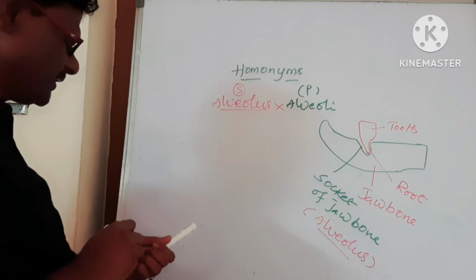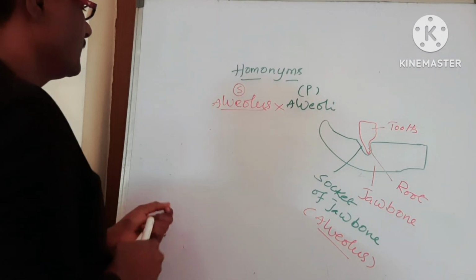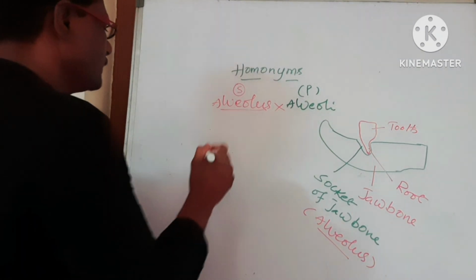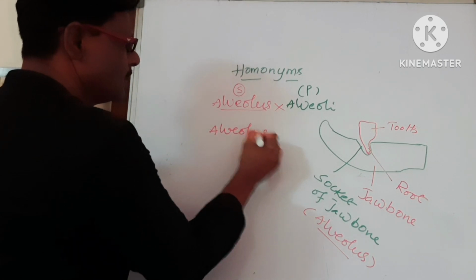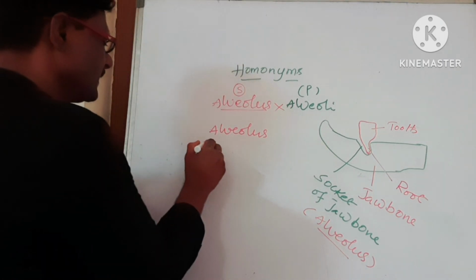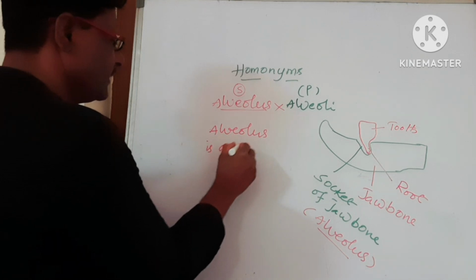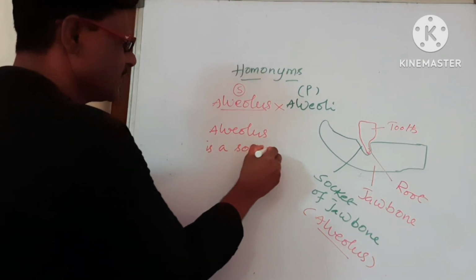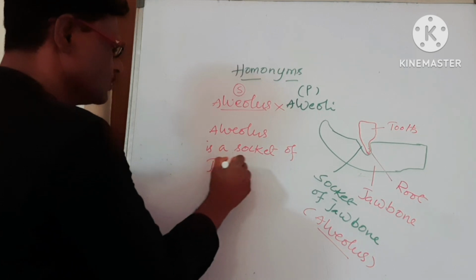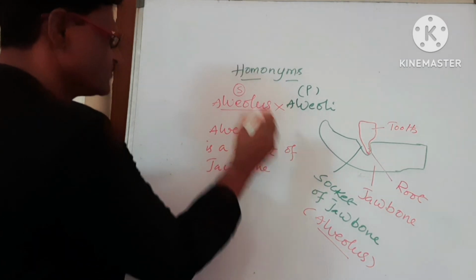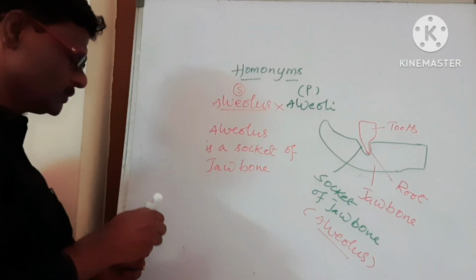So here the meaning is changed. Observe this one. Alveolus is a socket of a jawbone. Alveolus is a socket of a jawbone.